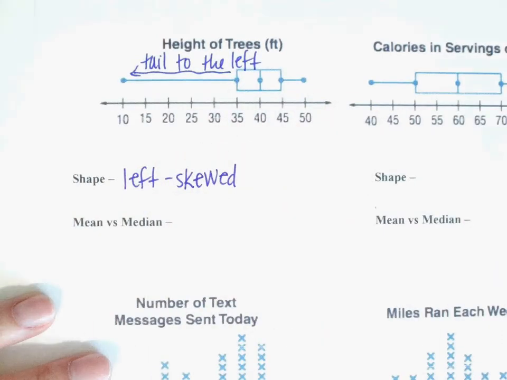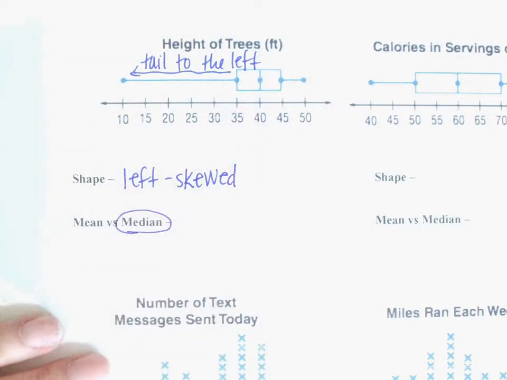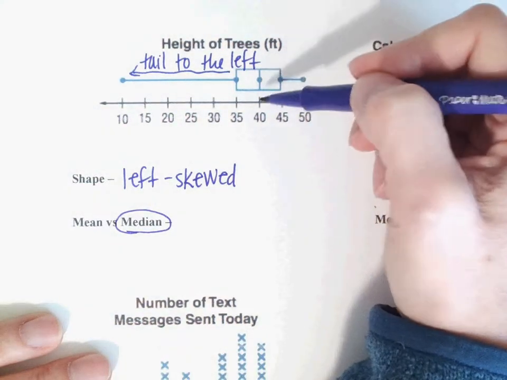And when it is left skewed, what is better to describe our data? Is it going to be the mean or median? And you're going to remember the median is better to describe the data. Okay, and you can really see that right here.